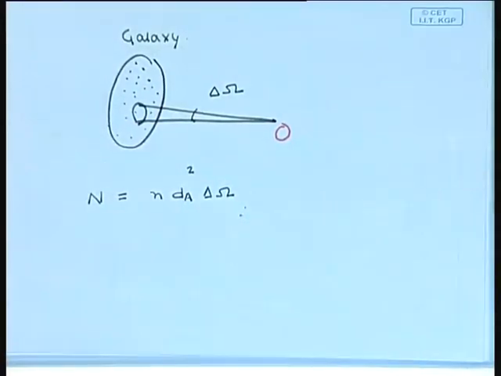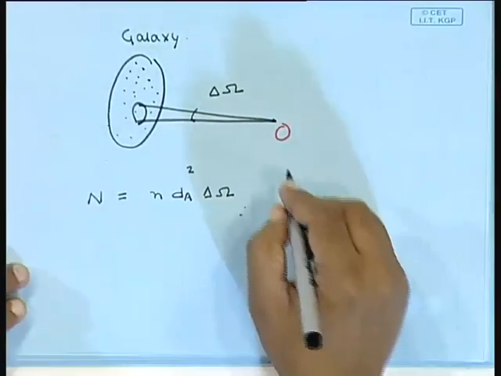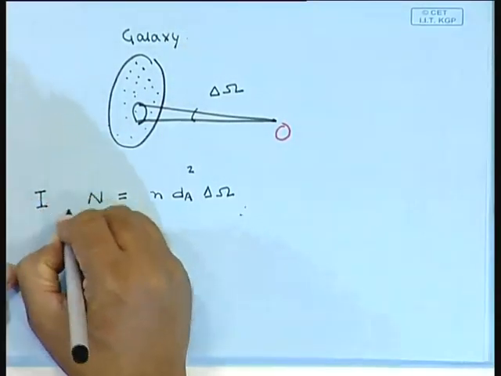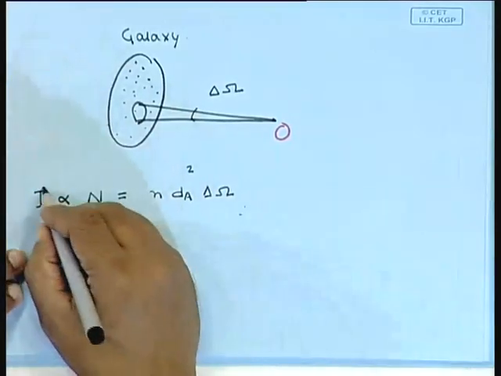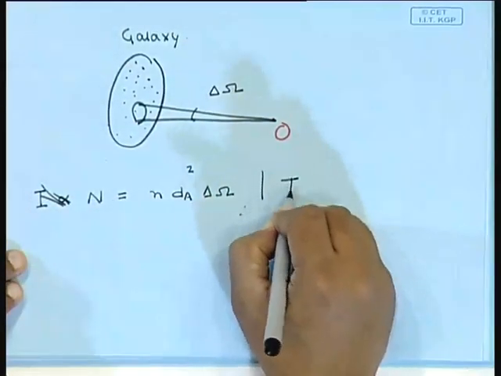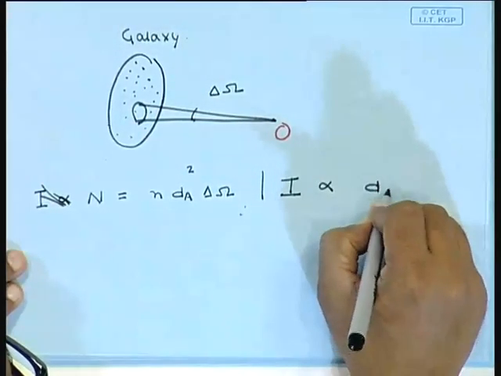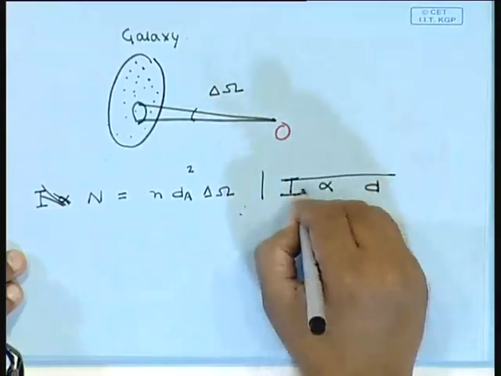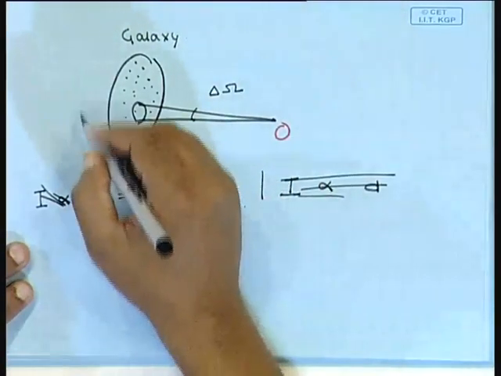Okay. Now, if I have discrete objects like stars, the number of stars that are there in this solid angle is proportional to this. Okay. And we are going to observe galaxies at different distances.